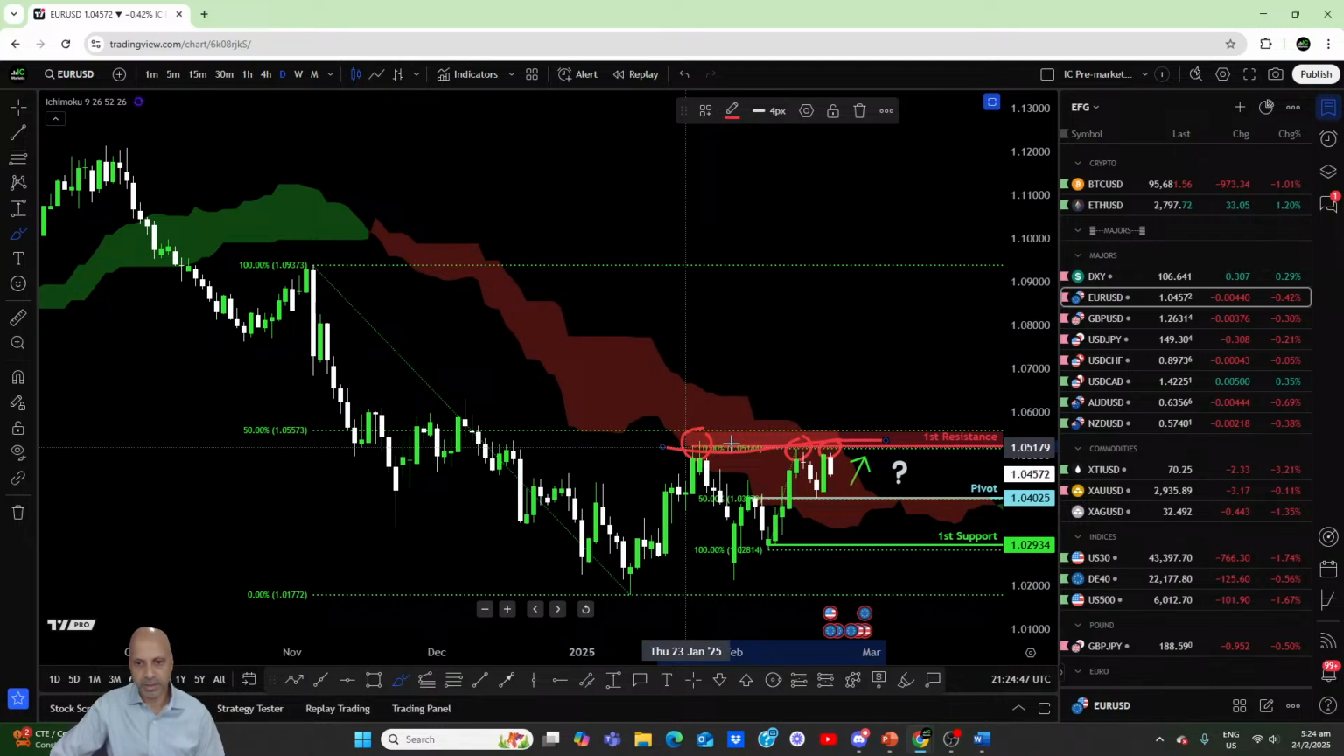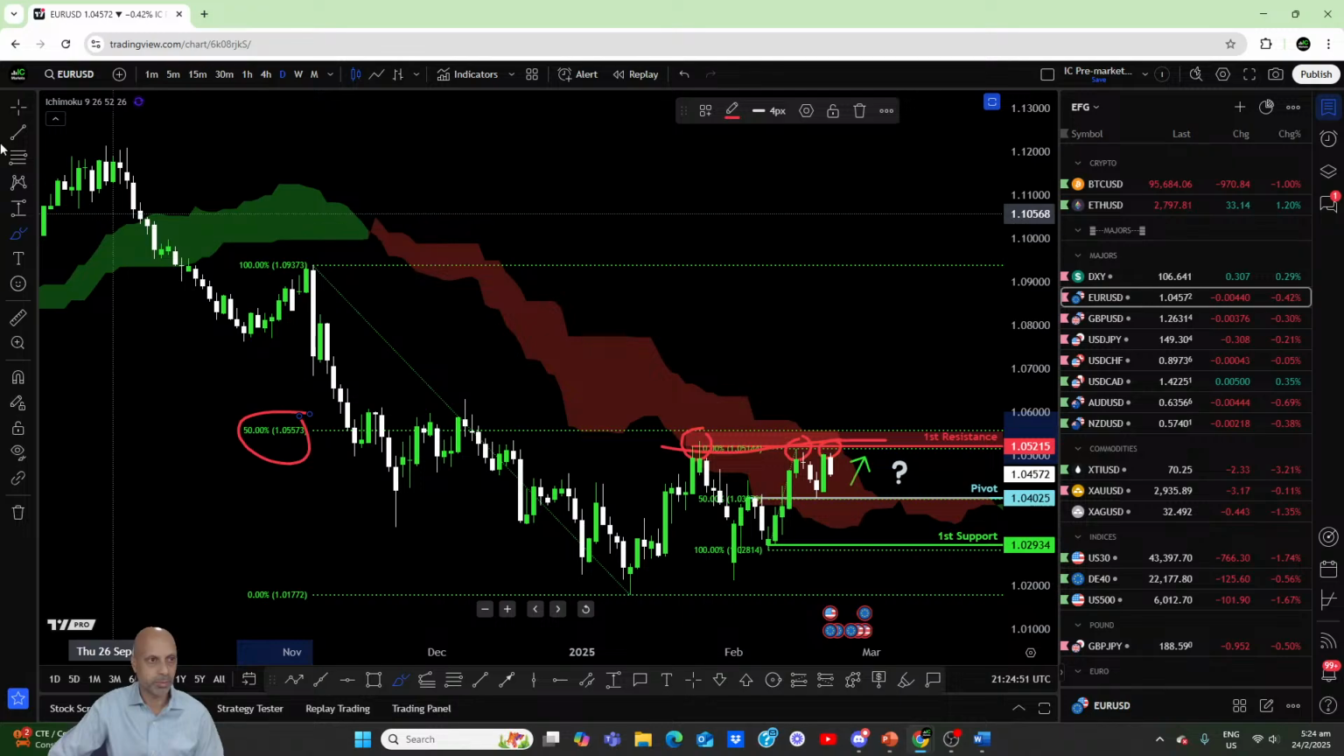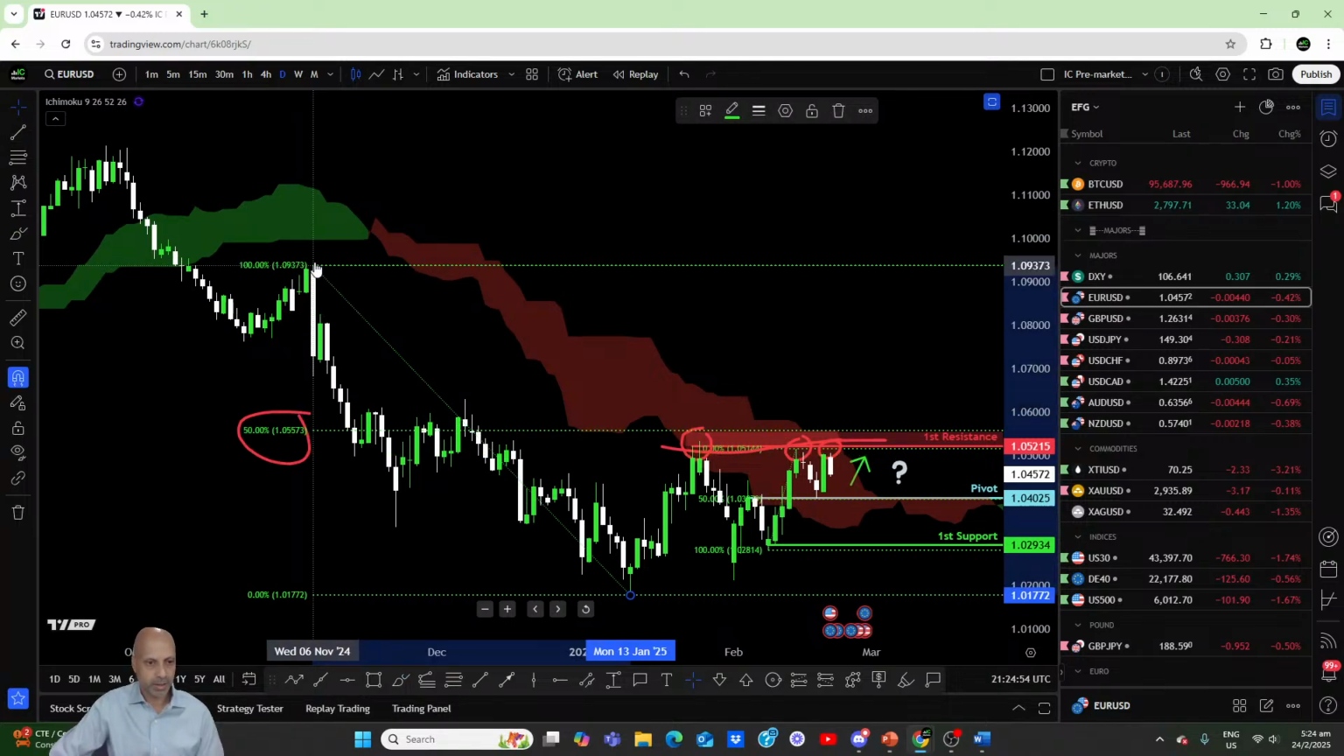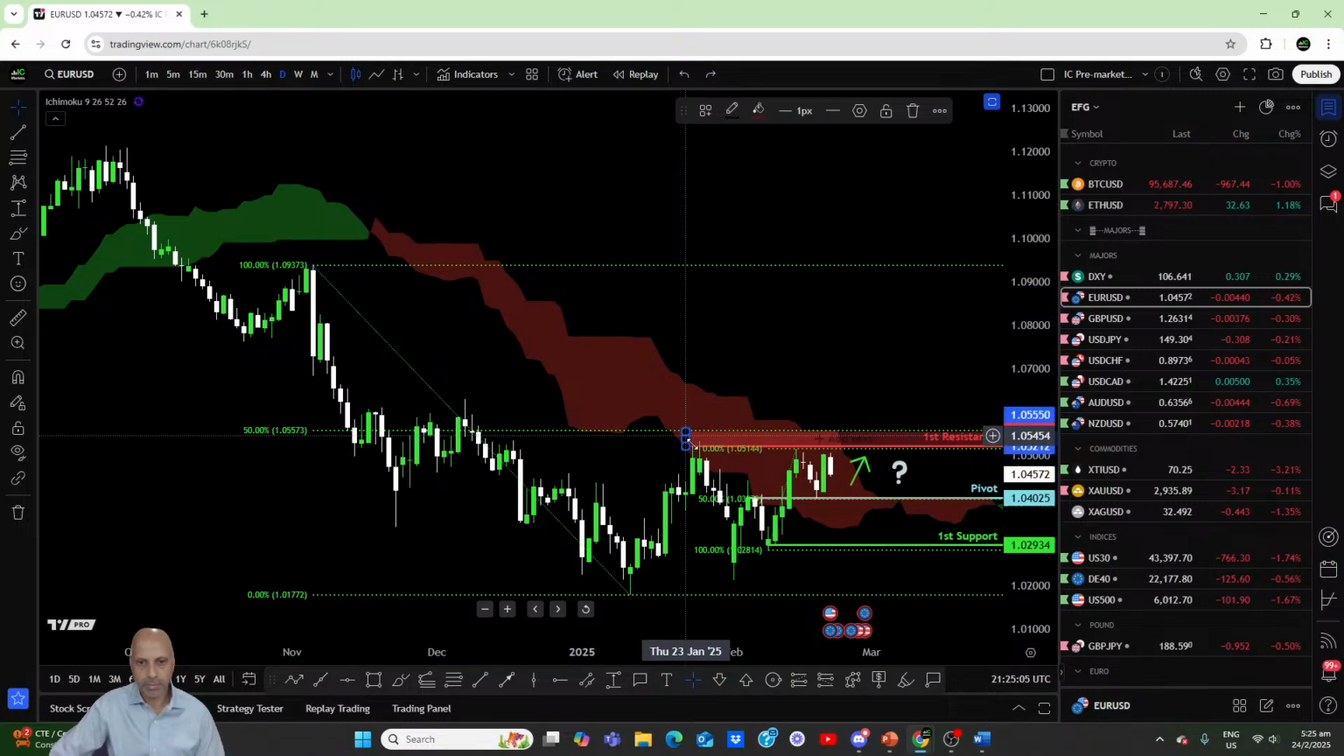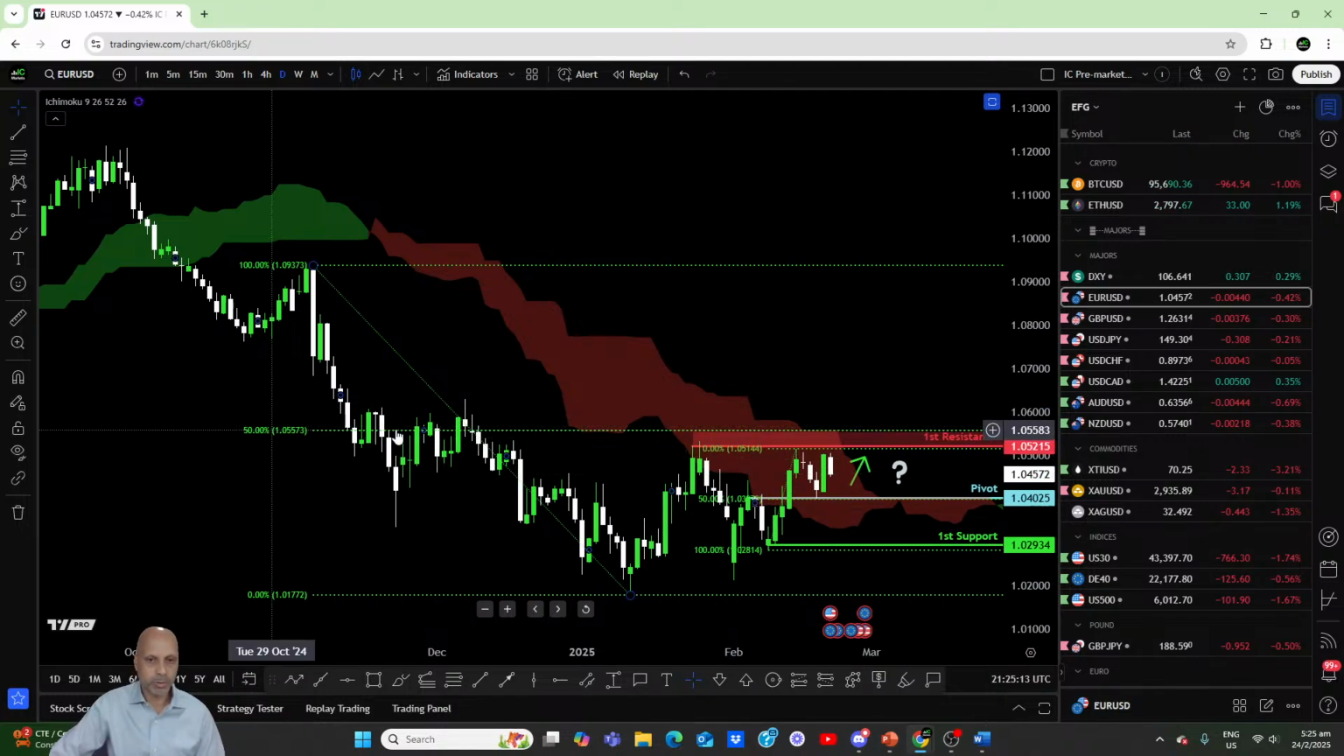And not only is it a multi-swing high resistance, it's also accompanied by Fibonacci retracement at 50%. So we found this retracement level starting from this swing high on 6th of November, going down to the swing low here on Monday, 13th of January. So we have a pretty strong resistance barrier, identified by a multi-swing high resistance at 1.0520, which is accompanied by Fibonacci retracement at 50%.